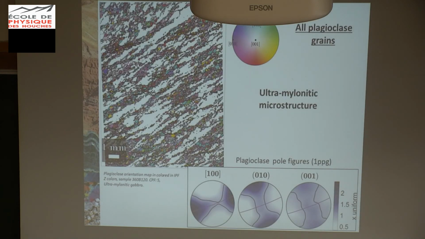And now, if we look at the ultramelanitic gabbros, the most deformed ones, we see here the orientation map, and in the CPO we also see the 010 plane forming the foliation plane, but this time, sorry, we have development of a lineation on the 100 axis, which is well visible here.